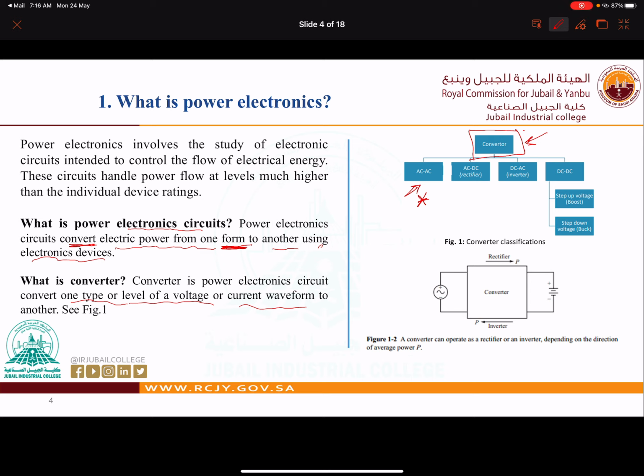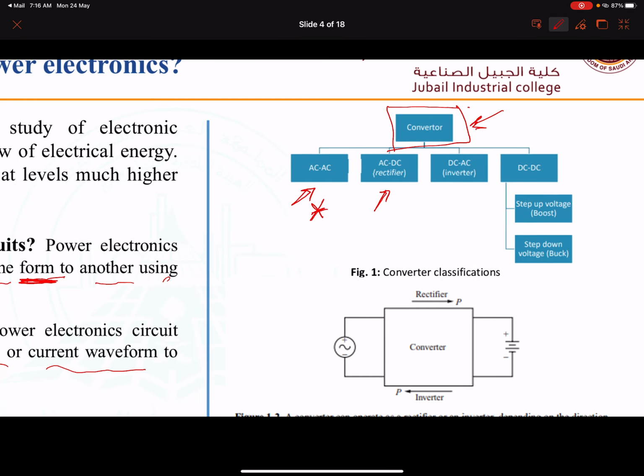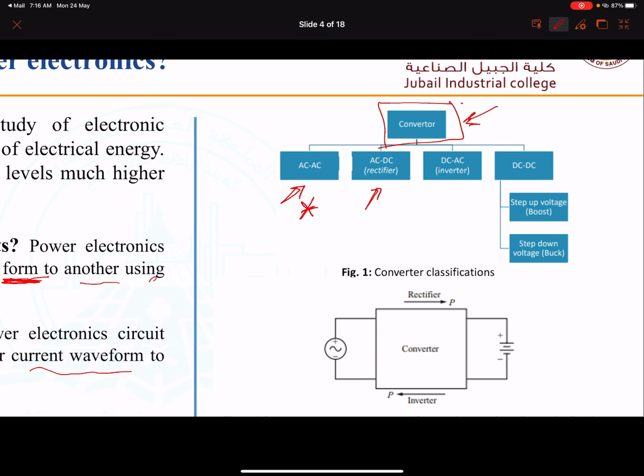Now let's go to the AC to DC rectifier. When we convert from AC to DC, this is very important. We are going to use a rectifier, like the diode. You remember the diode symbol, like this. This is the anode and this is the cathode. So when we convert from AC to DC, we name this type of device a rectifier, like the diode.